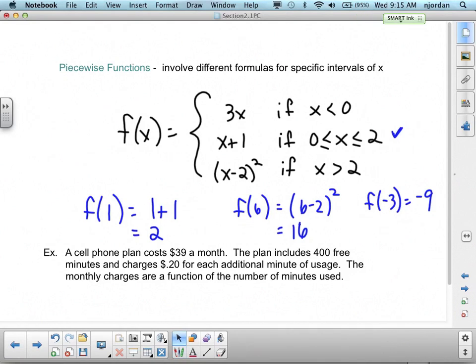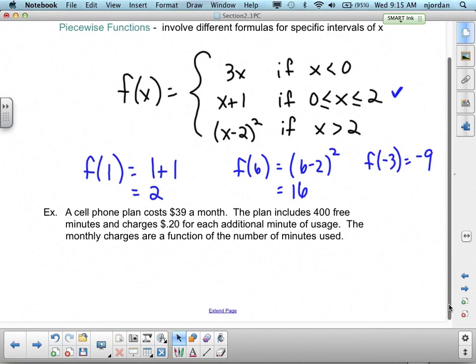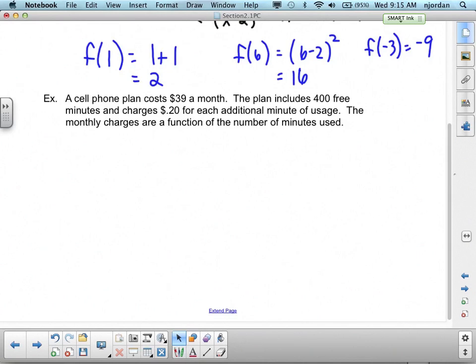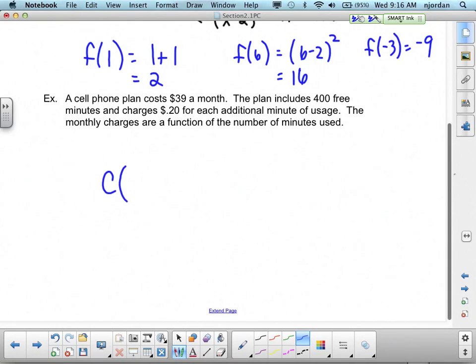Now, a prime example of when you would possibly set up a piecewise function would be a cell phone plan. So let's check this one out. We have a plan that's $39 a month. It includes 400 free minutes. This was before texting. I got this example. Charges 20 cents for each additional minute. And then the monthly charges are a function of the number of minutes used. So let's try and write that. The cost that you're going to pay for your phone is a function of the minutes. So I'm going to write C of M to represent that.